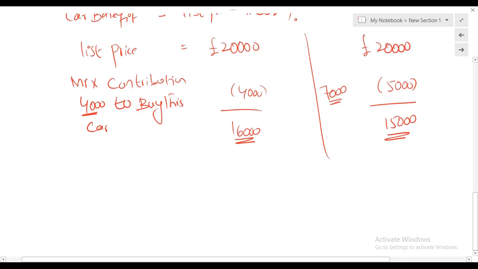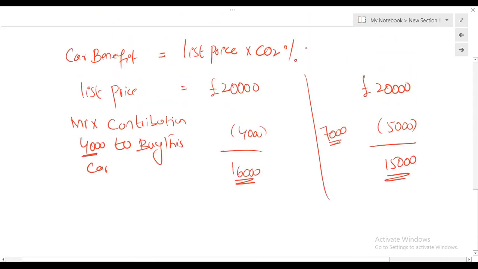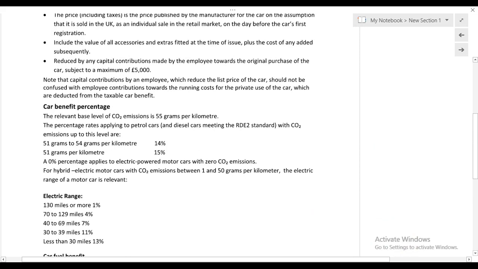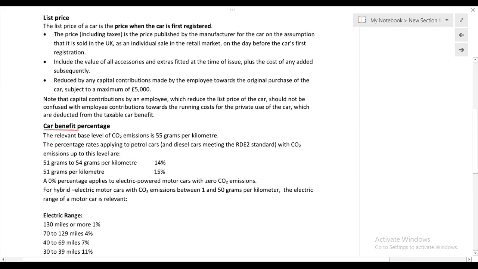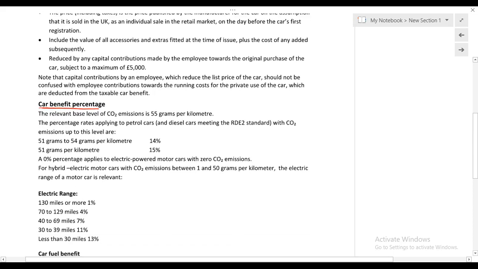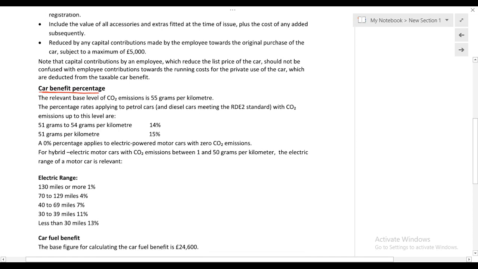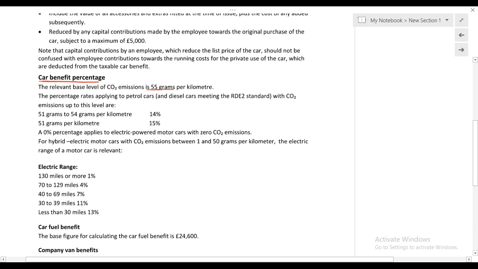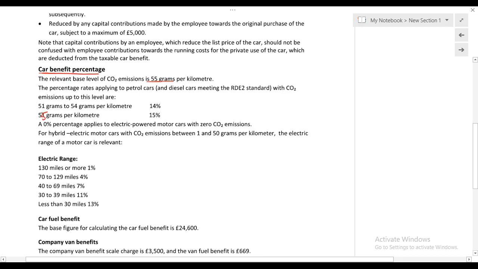Okay. Now the question is, how do we calculate this CO2 percentage? Look at this car benefit percentage. The relevant base level for CO2 emission is 55 grams per kilometer. 51 grams till 54 it is 14%. In case of 55 grams it is 15%. This is 1%, not 0. A 1% percentage applies to an electric powered motor car with 0 CO2 emission. Even if a car does not have a CO2 emission, still 1% is applicable. All this information will be given to you in the exam, don't worry.